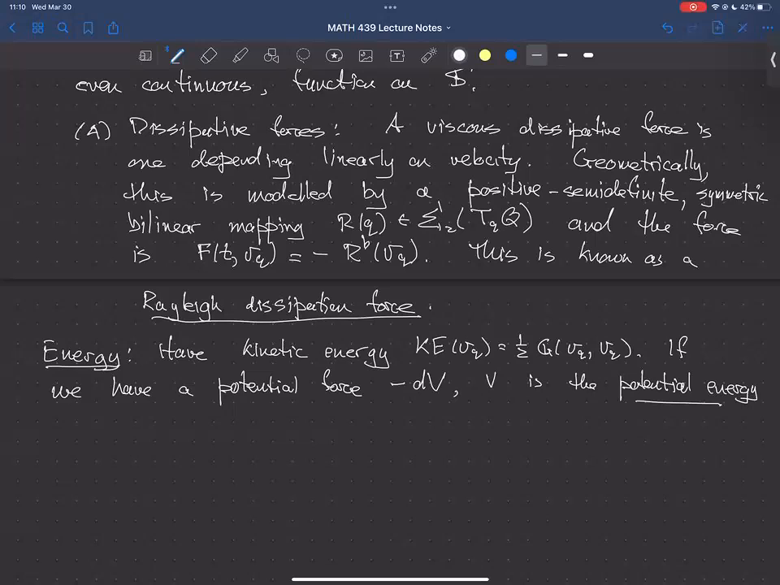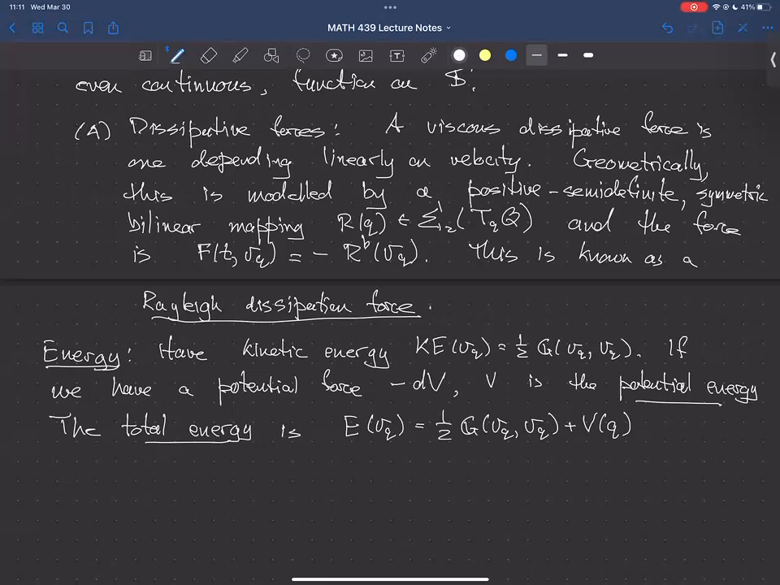We should be careful here. We're restricting energy to be a very specific sort of energy, kinetic and potential. In a given problem there may be other important things to think about, but for this discussion, it's kinetic and potential. So the total energy E of v_q is kinetic energy, so 1/2 g of (v_q, v_q), plus V of q.